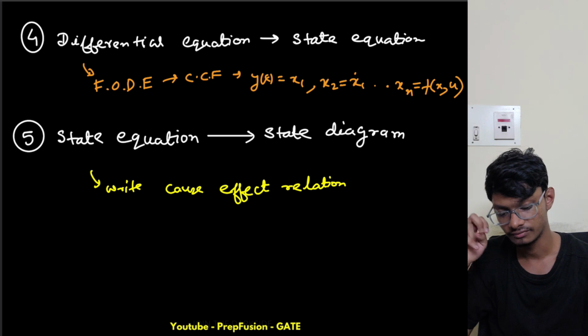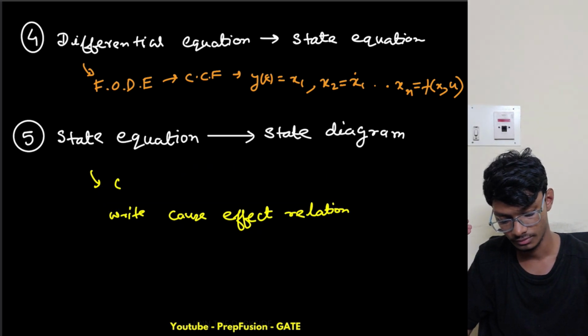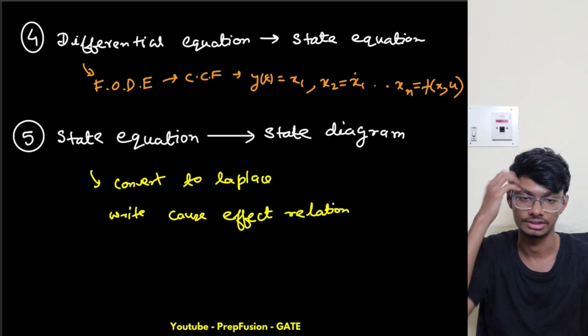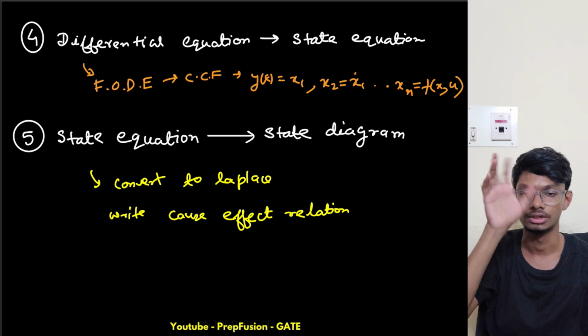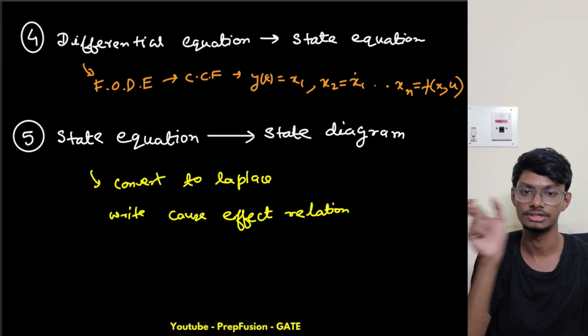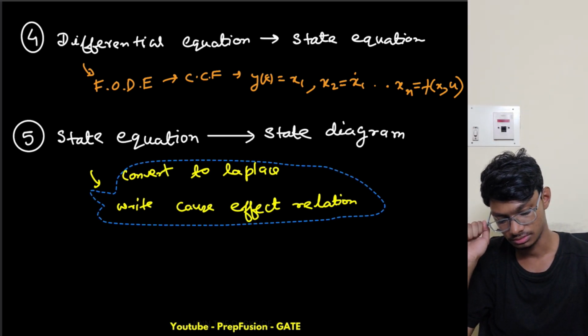Like first convert into Laplace domain basically. Convert to Laplace. Okay, then we wrote the cause effect relation, and then we drew the state space diagram for each of the state variables, right? So yeah, this was this one.